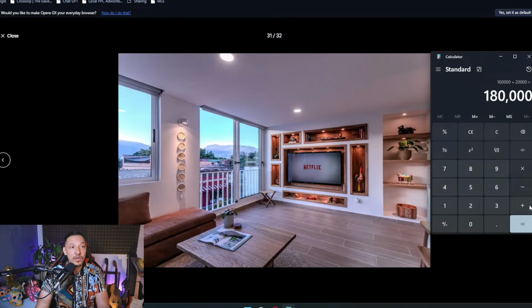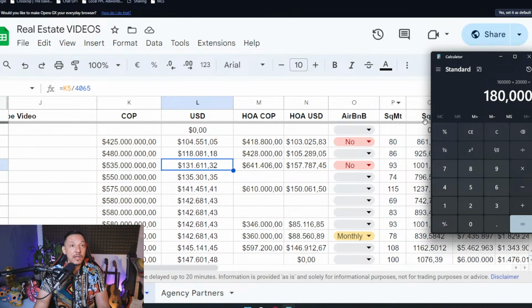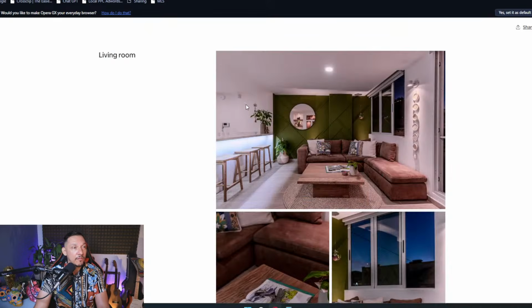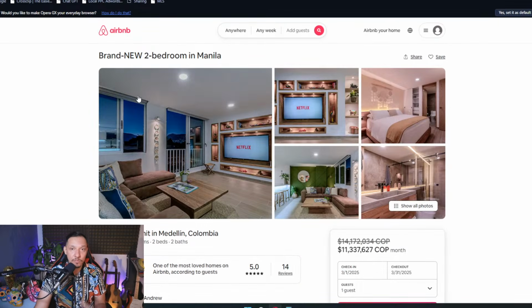Now let's go to gross income. This is how we figure out the cap rate. So now that we know what our total investment for this property would be, let's find out if it's going to be a good deal for Airbnb. I'm going to go to Airbnb and to that area and see how much these apartments go for. It's going to be about a 2-bedroom, 2-bath apartment in about 90 to 100 square meters.